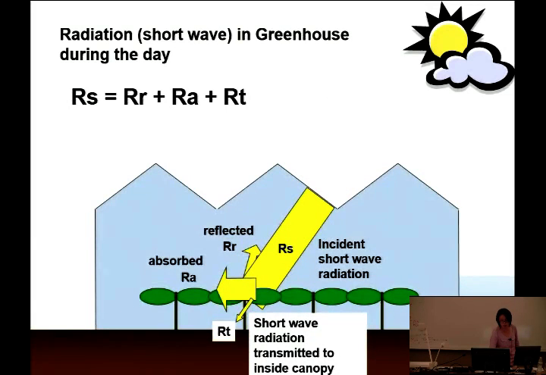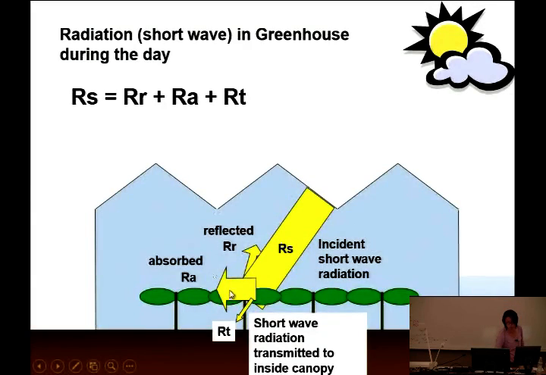Right, and that transmitted light is the incident light over your plant canopy. So now we have two incident lights: the incident light going into the greenhouse, and the incident light going into the canopy. The incident light going into the canopy is the transmitted light through the glazing. So it's basically a double absorption system.